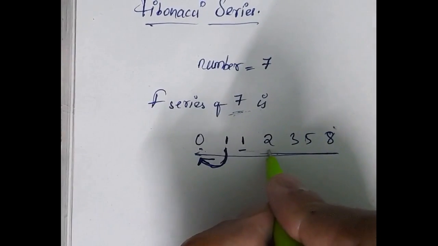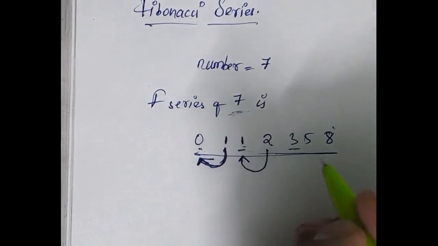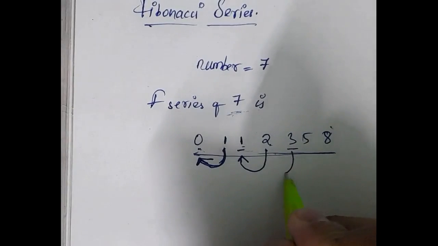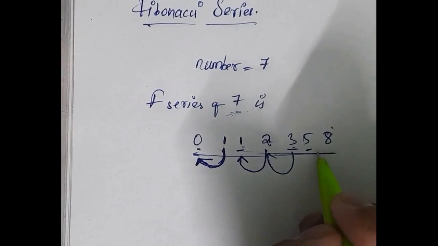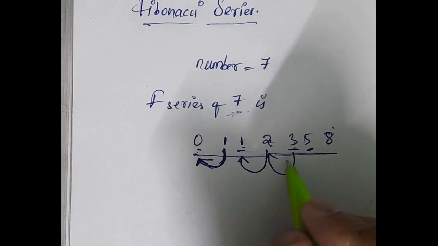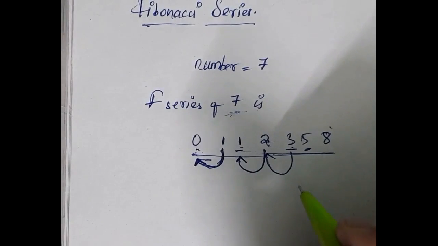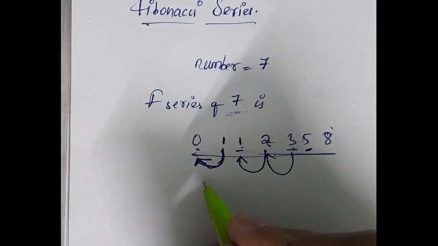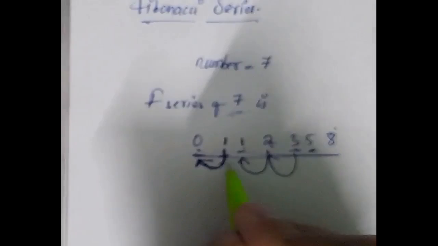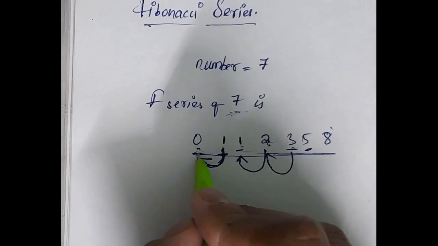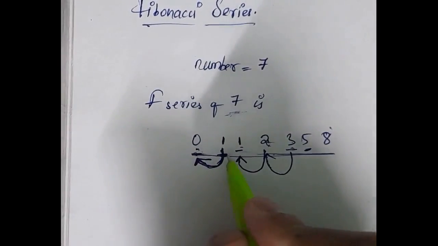In the same way, 2's preceding number is 1, so 2 plus 1 is 3. Now 3's preceding number is 2, so 3 plus 2 is 5. In this way these numbers are added to get the Fibonacci series. One more thing to remember: 0 and 1 are common to all Fibonacci series. They are present in every Fibonacci series.